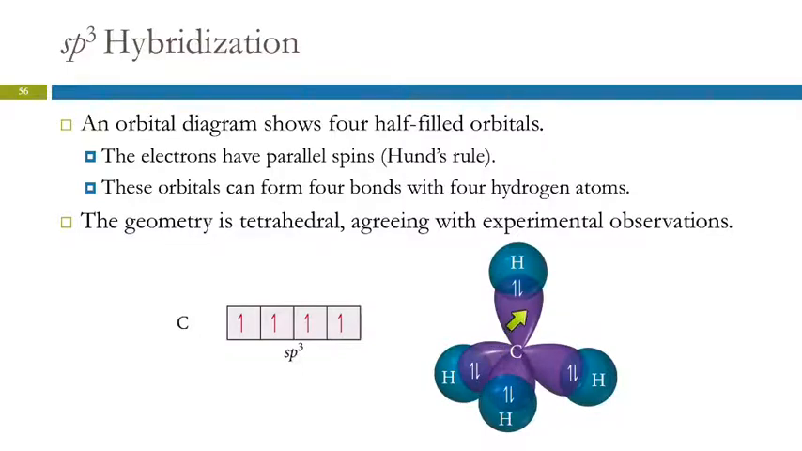So 1 electron in this hybrid orbital overlaps with hydrogen. 1 in this overlaps with another hydrogen, this one overlaps with hydrogen, and that one overlaps with hydrogen. Now this works out much better with what we experimentally observe. The carbon and hydrogen together will be CH4, and the geometry is tetrahedral. If we don't hybridize the orbitals, we can't explain how that happens. Any questions?